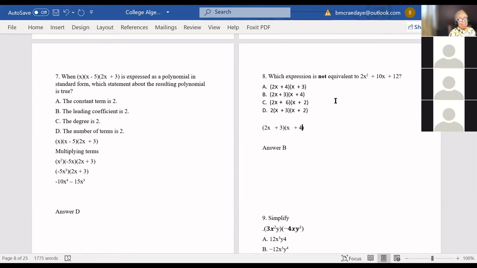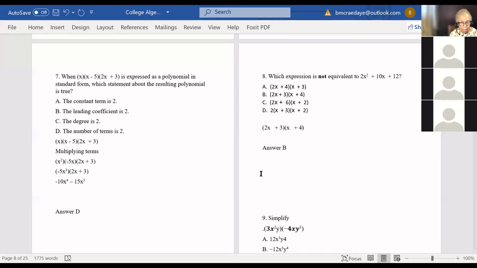The A is equivalent to the expression. We get the 2x squared, we get the 10x, we get the 12. So A is equivalent, so it doesn't match not equivalent. Not equivalent is this one because you get 11x. Okay. Questions on number 8? So the answer is B.